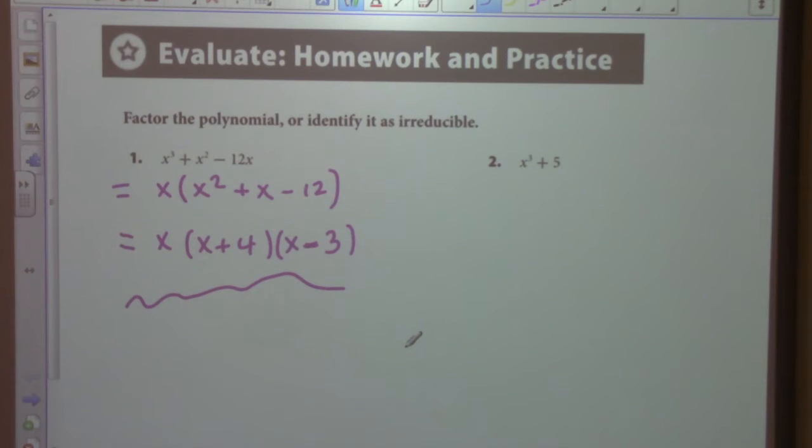Now, for problem 2, we have a cube here. And so we would try to factor this as a sum of cubes. As you might recall, or you see on your paper, a sum of cubes, like if we had x cubed plus y cubed, we can factor this as x plus y times x squared minus x times y plus y squared.